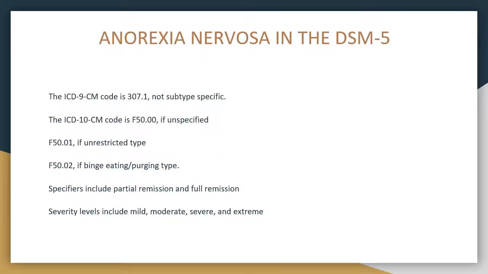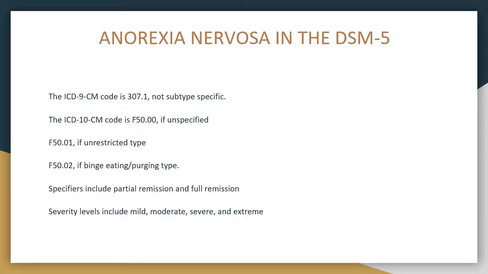As an example, anorexia nervosa is code 307.1 in the ICD-9-CM, which did not specify by subtype. The codes for anorexia nervosa in ICD-10-CM are F50.00 for unspecified, F50.01 for restricting type, and F50.02 for binge eating purging type.